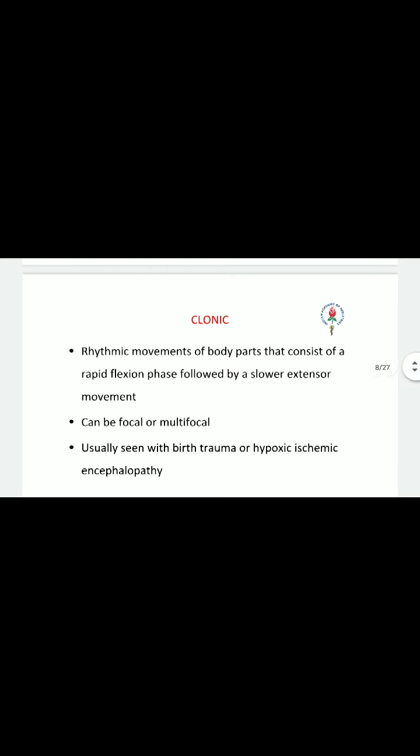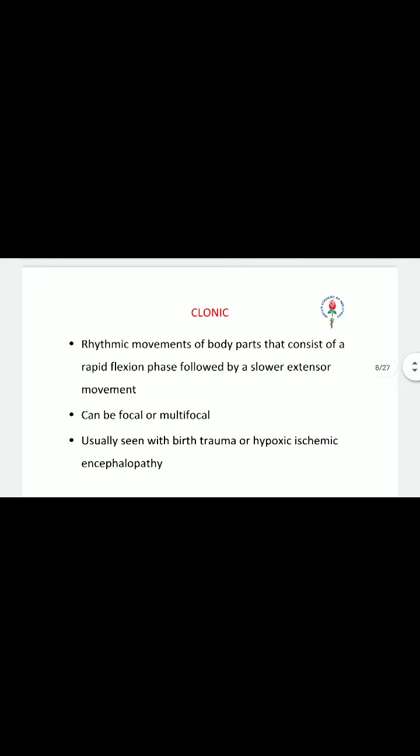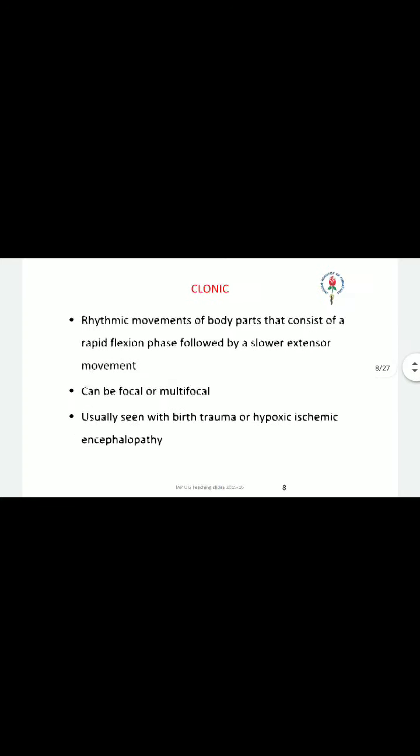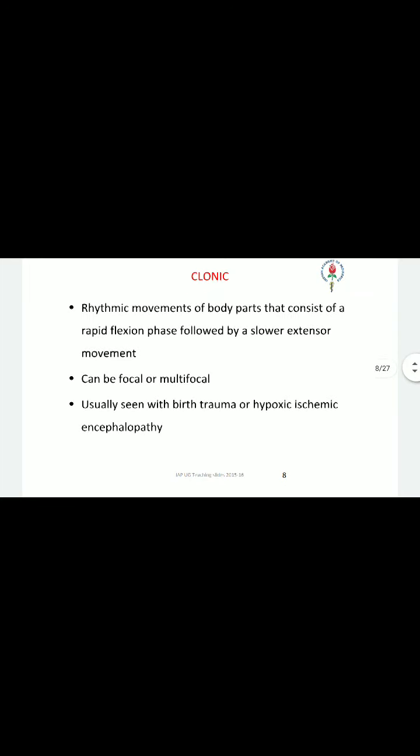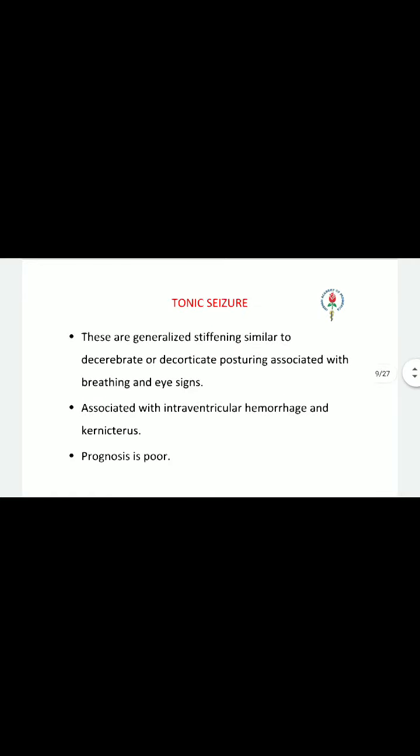Coming to the clonic seizure, it is rhythmic movements of the body parts that consist of a rapid flexion phase followed by a slower extensor movement. It can be focal or multifocal. Usually seen with birth trauma or hypoxic ischemic encephalopathy. Coming to the tonic seizure.